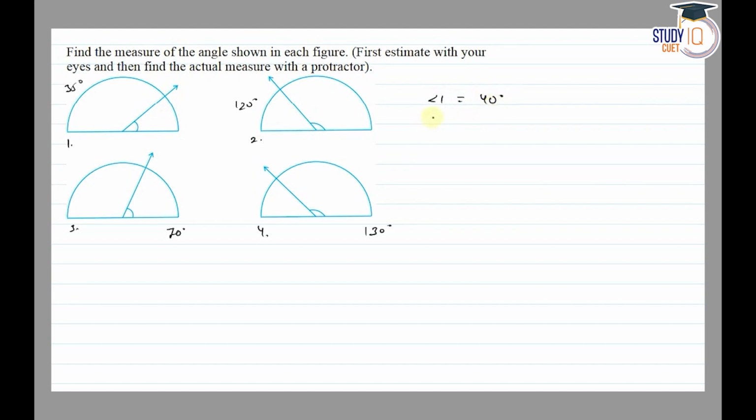Angle 2 is equal to 130 degrees, angle 3 is equal to 65 degrees, and angle 4 is equal to 135 degrees. So these are the actual measurements through the protractor, and these are the estimated angles.